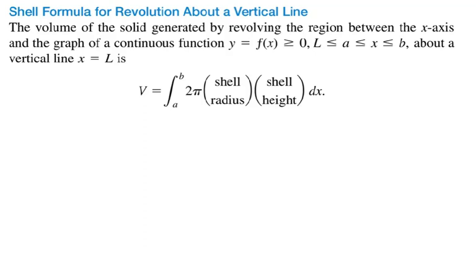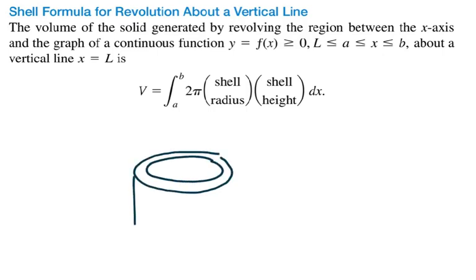In this video, we're going to talk about the shell formula for revolution about a vertical line. The shell formula is a method of slicing with cylinders. If you create a cylinder or a cookie cutter slice that might be hollow in the middle, something like this, we've cut a cylinder out. So here's my three-dimensional figure.